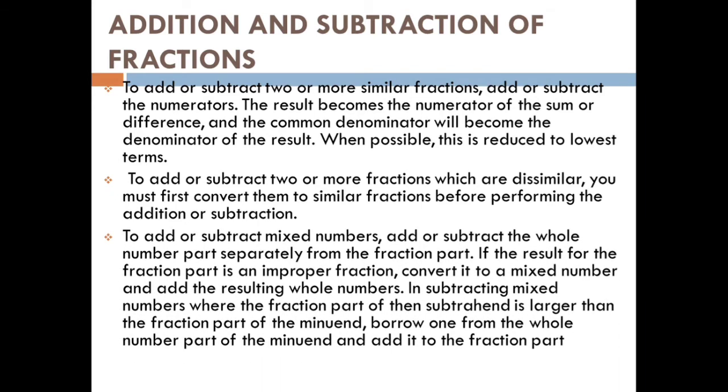So, to add or subtract mixed numbers, so pag mixed number naman, for example, 2 and 1/5, so, ito po yung gagawin natin. Add or subtract the whole number parts separately from the fraction part. So, if the result for the fraction part is an improper fraction, convert it to a mixed number and add the resulting whole numbers. So, in subtracting mixed numbers, where the fraction part of the subtrahend is larger than the fraction part of the minuend, borrow 1 from the whole number part of the minuend and add it to the fraction part. So, para mas makuha, so let's proceed to the given example.